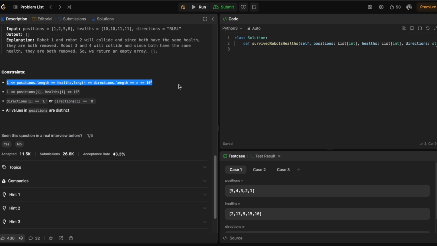And finally, for the constraints of the problem, the number of robots is less than or equal to 10 to the power 5. And the positions are in the range of 10 to the power of 9, and so are the healths.